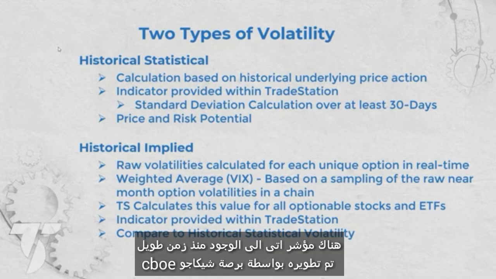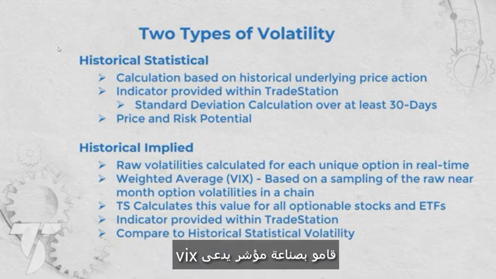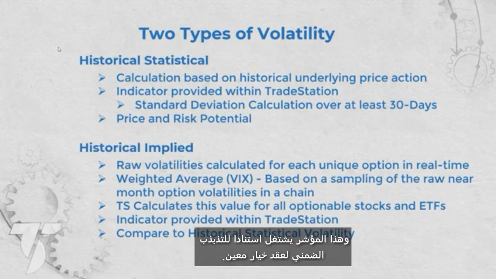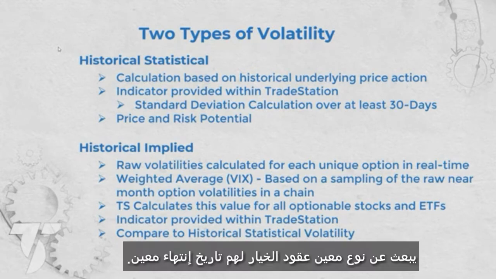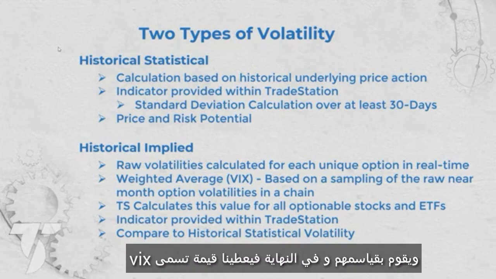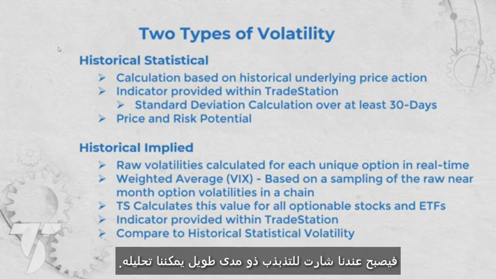It was developed by the Chicago Board Options Exchange, and they created a concept called VIX. And so VIX takes those raw implied volatilities for the options in a chain. It looks at certain types of options in certain expirations, and it weights them and averages them and comes up with a value which we call VIX. So we have long-term charts of volatility that we can do analysis on.